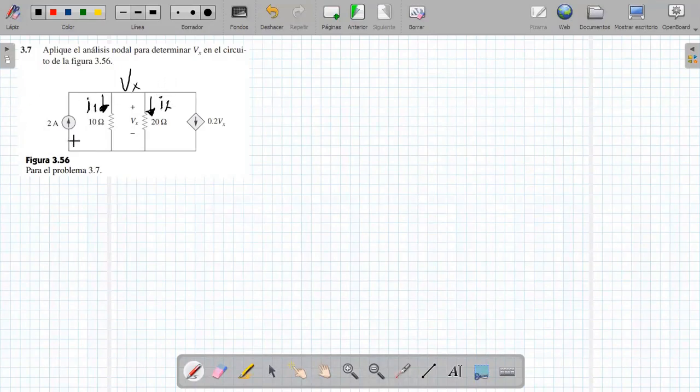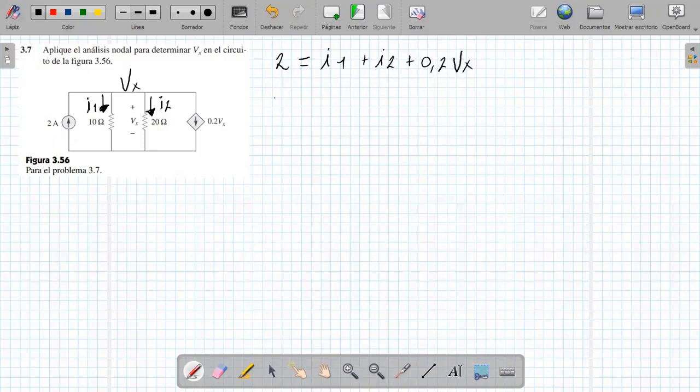and I am going to do the analysis. First I'm going to locate them. I'm going to put the currents that enter into the equation, which would be the 2 amperes, and I don't see that anything else enters at that point. This is going to be equal to the currents that come out: the I1 plus the I2, plus the 0.2 Vx.